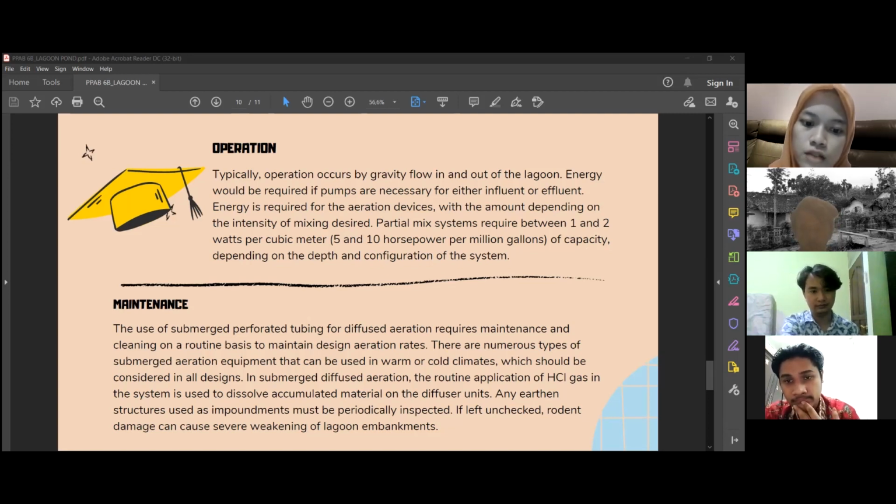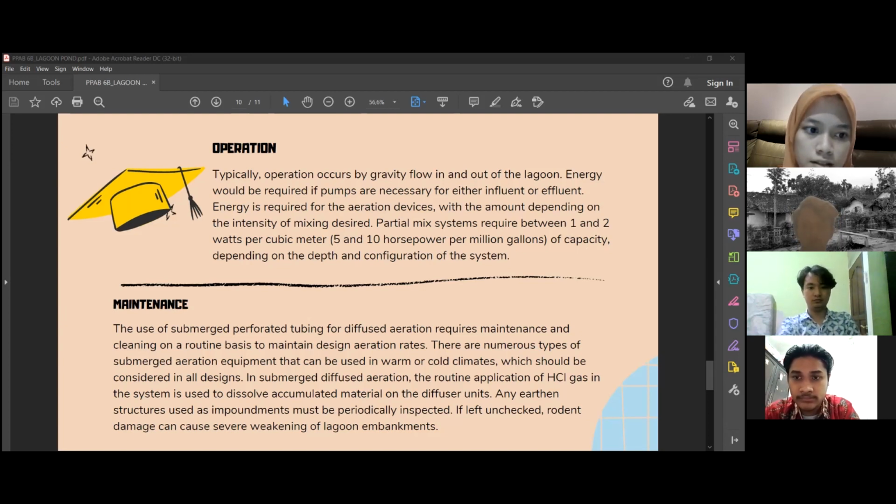The outlet zone is present in the part where the flow course is shortest, and typically operation occurs by gravity flow in and out of the lagoon. Energy would be required if pumps are necessary for either inflow or effluent.